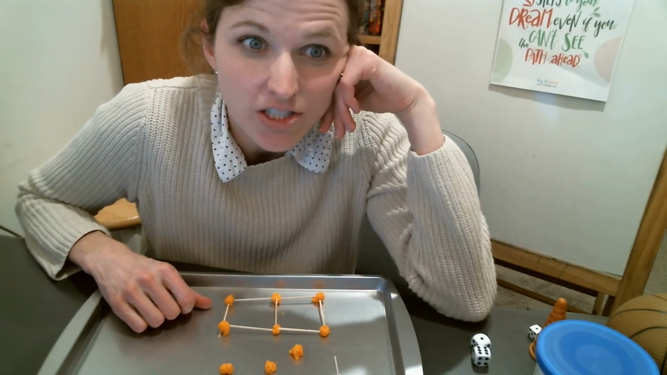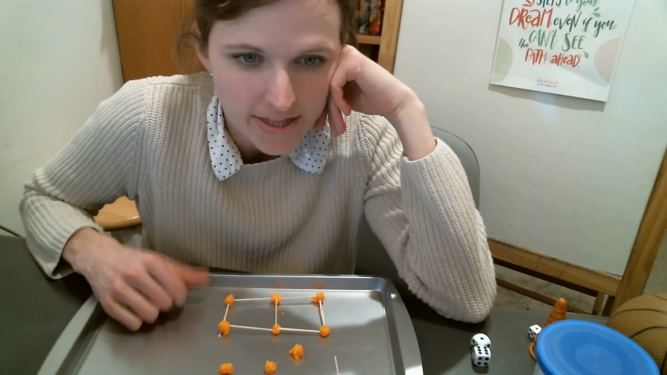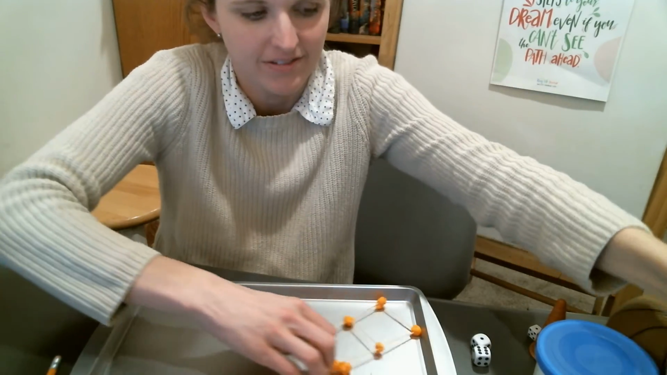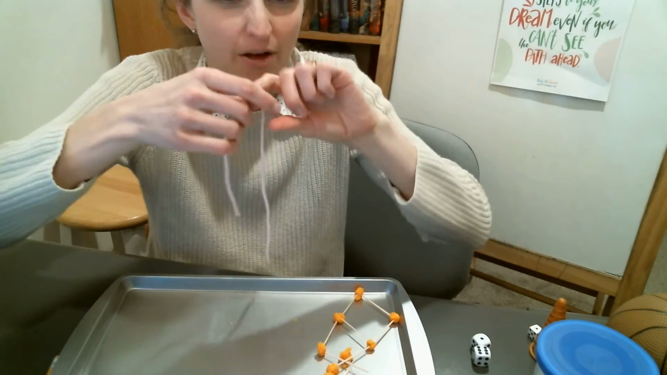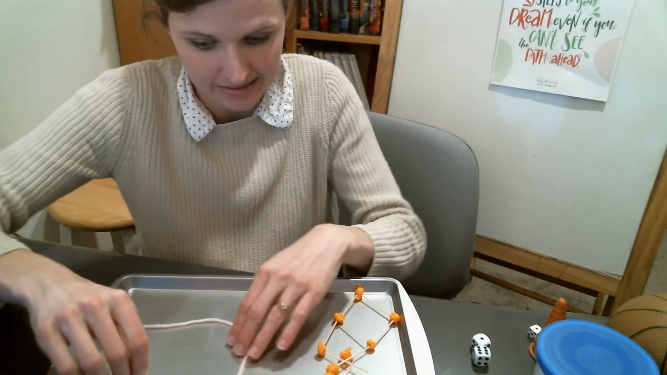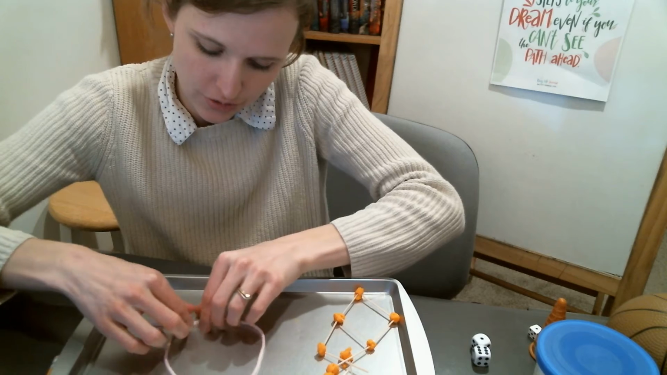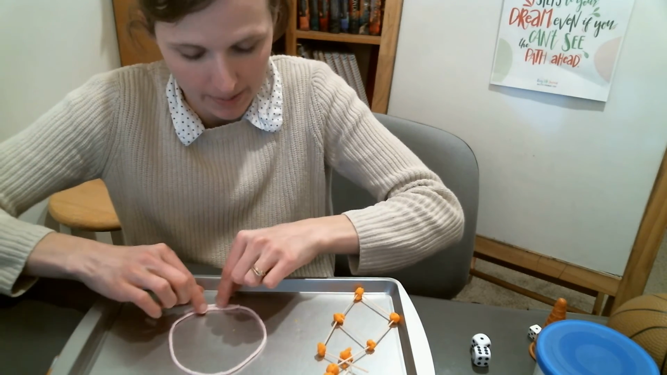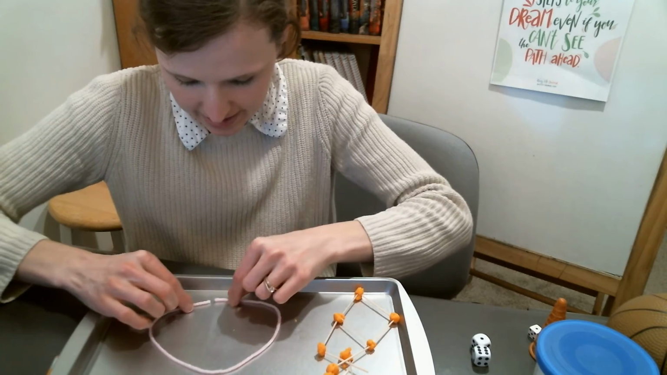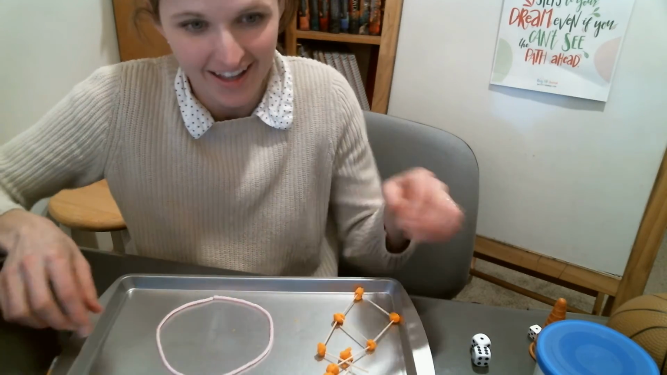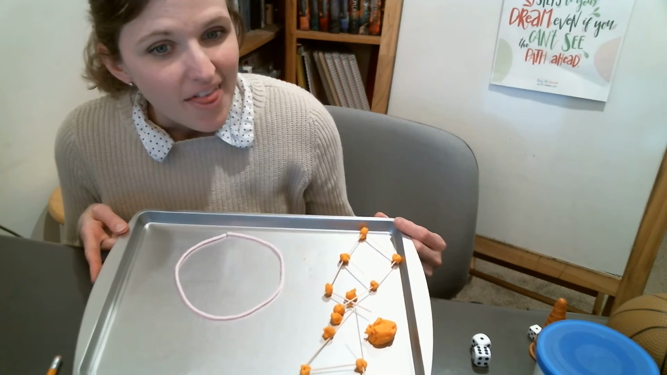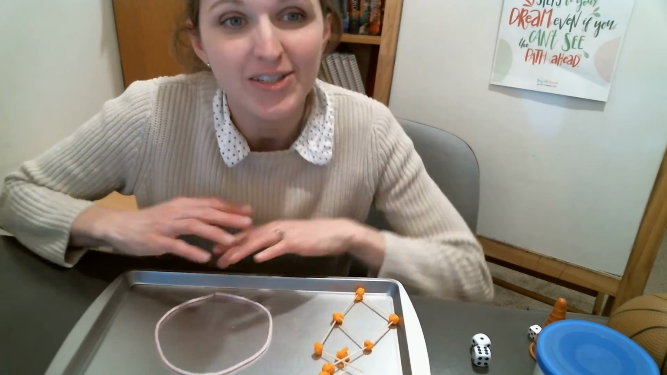Now I want to make a circle. Can I make a circle with these things? No. To make a circle, you will need something that bends really easily, like string. Maybe a pipe cleaner might work, depending on the kind of pipe cleaner. Look at this. I'm going to make it nice and big. I made a circle with string. There we go. You can make all sorts of shapes.